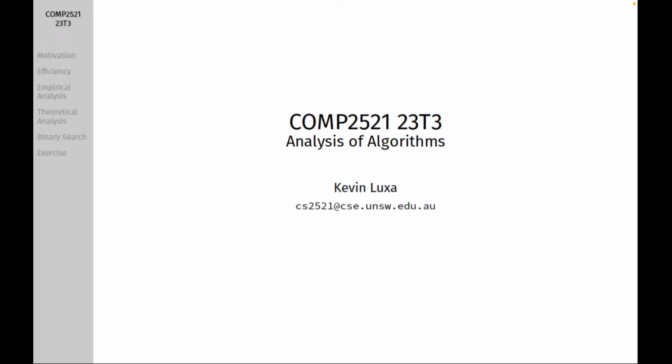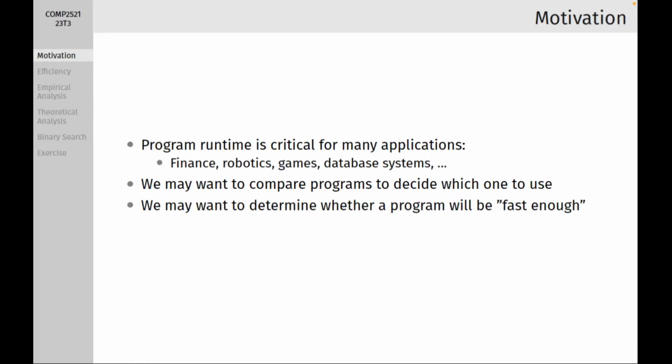If you've made the right choice of data structure or algorithm, then it'll scale pretty well. If you've made the wrong choice, then it might not run as quickly, right? Okay. So, right, what's the motivation? So, well, program runtime is critical for many applications. So finance, robotics. So there are a lot of applications where you want your program to be fast, right?